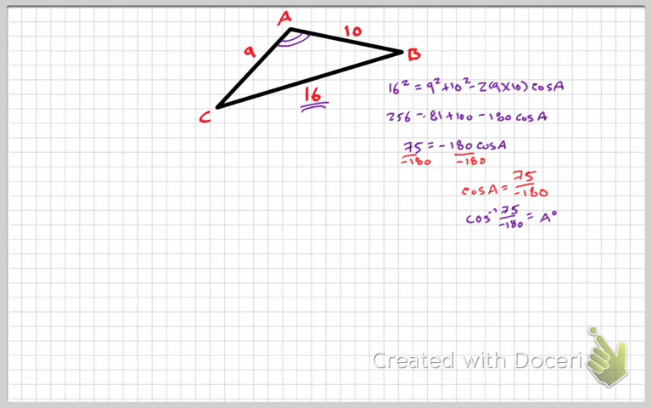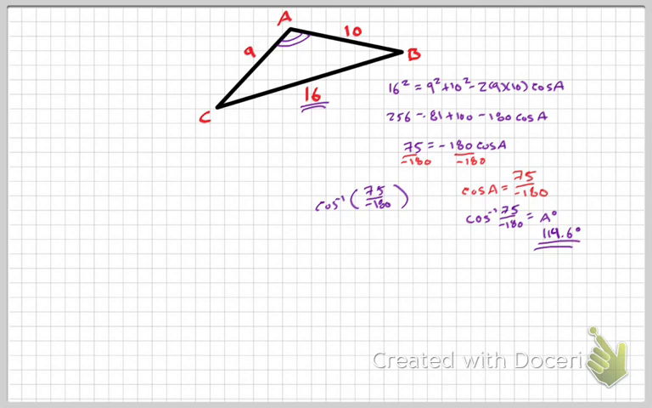gets us 114.6. So guys, you have to include that negative sign. So my advice is when you do this in the calculator, do inverse cosine, parentheses 75 divided by, now not subtract 180, there's a negative symbol right next to your enter, negative 180. Enter it in your calculator just like that. Okay? And so angle A equals 114.6 degrees.